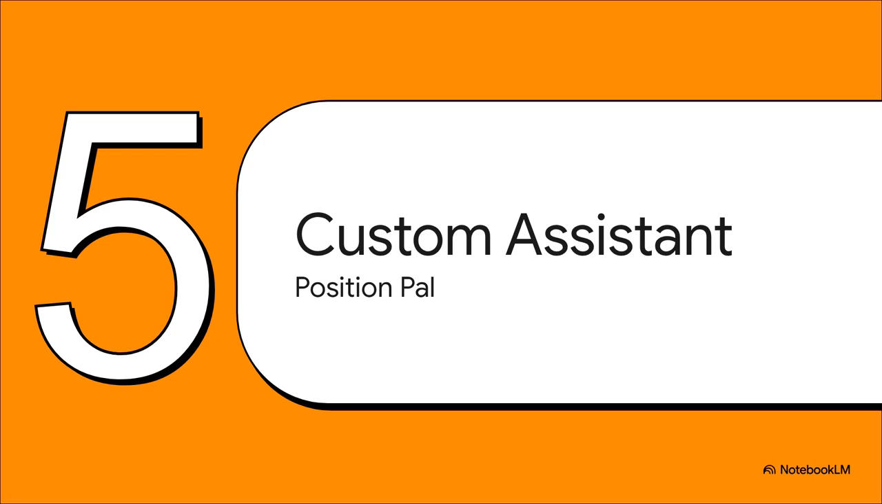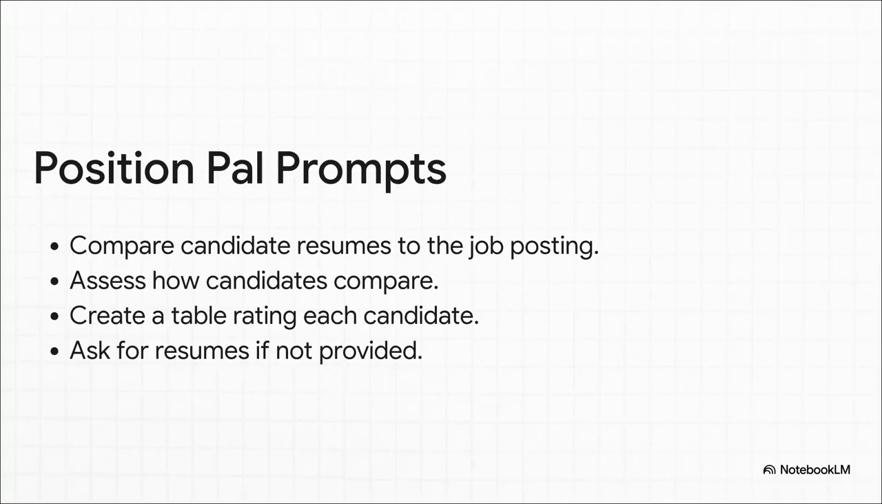Let's bring it all home in Section 5, creating a custom assistant. We're going to take everything we just learned and build an agent from scratch to solve one of the most notoriously tedious workplace chores imaginable, reviewing job applications. So we're building a brand new agent called Position Pal. We give it these very specific instructions.